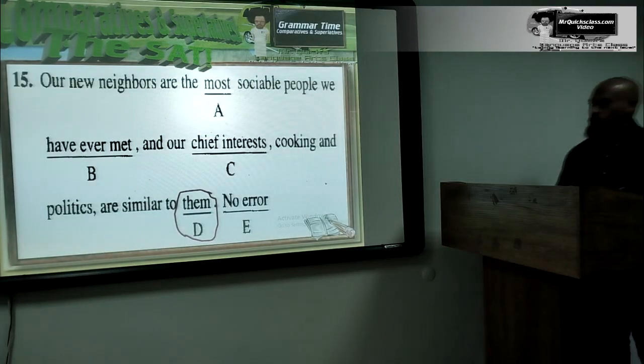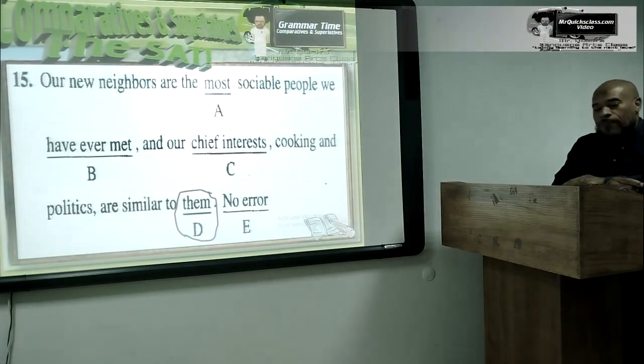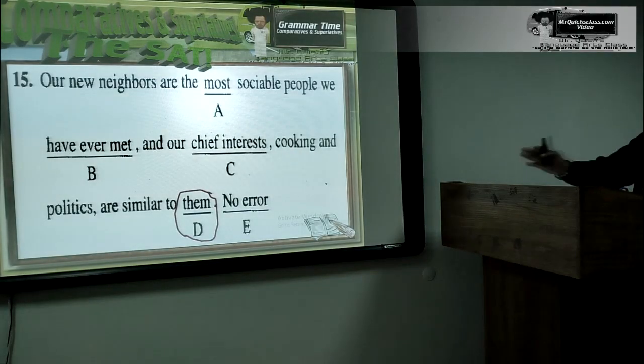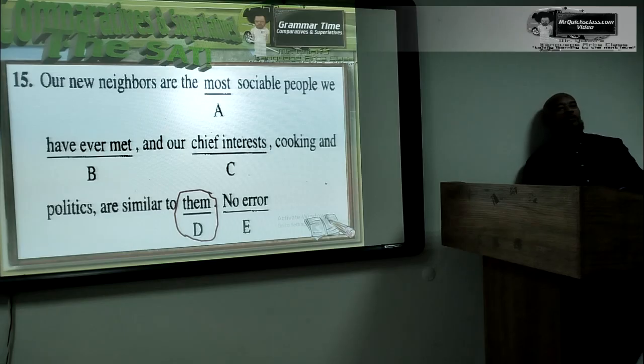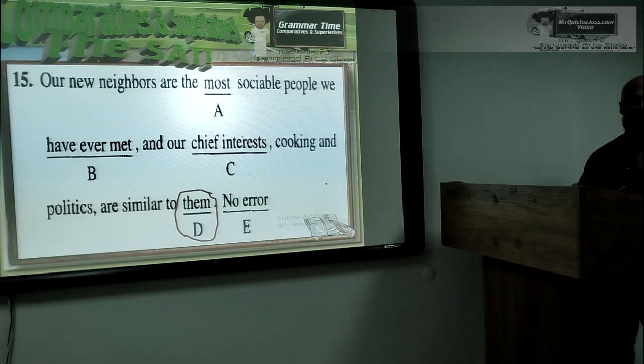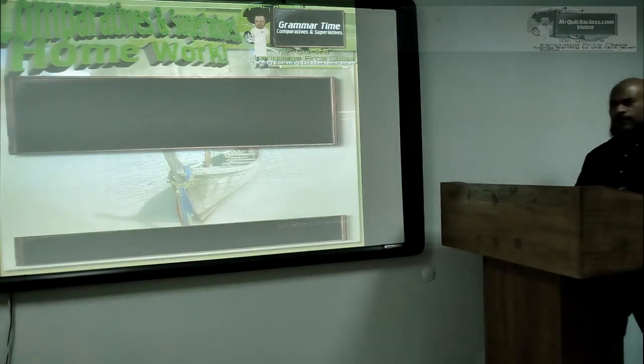Our new neighbors are the most sociable people we have ever met, and our chief interests, cooking and politics, are similar to me. To mine. Theirs. I think we're comparing more than one person to more than one person, one family to another family. So we have to use their. We can't use me, and we can't use them because now it's weird, he's comparing them to them. It doesn't make sense.